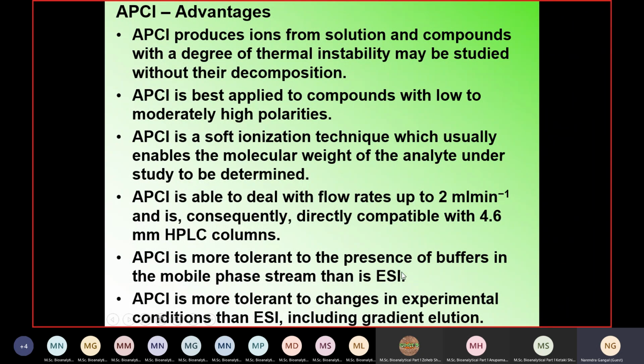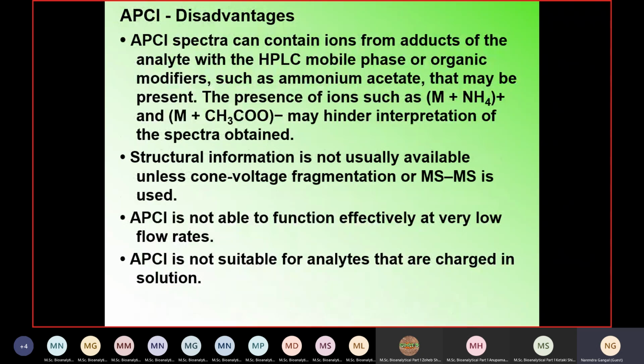Then it's very tolerant to buffers generally, but sometimes it also forms association-type complexes which give me problems. Gradient elutions can be done easily using APCI, unlike ESI. Then the disadvantages: as I said, adduct formation is a problem. There is more and more molecular ion or M plus H formation, but fragmentation is less because it's a softer technique, so I need to do MSMS or cone voltage fragmentation frequently. Also it will not work at very low flow rates, because some optimum quantity of solvent is needed for APCI to function properly.